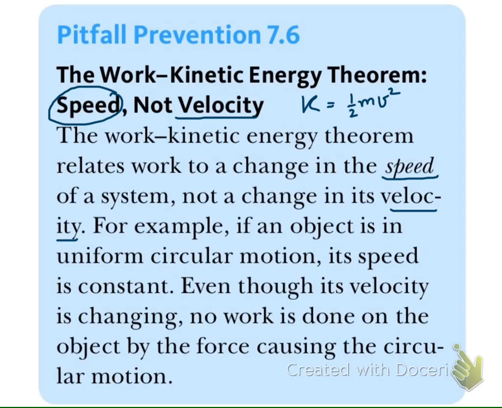For example, if an object is in uniform circular motion, its speed is constant, right? The magnitude of the velocity is constant, and there is no work done on the object, even though its velocity is changing all the time and we have a force acting on the object. But the speed is constant, so the kinetic energy is constant, and there is no work done on the object.